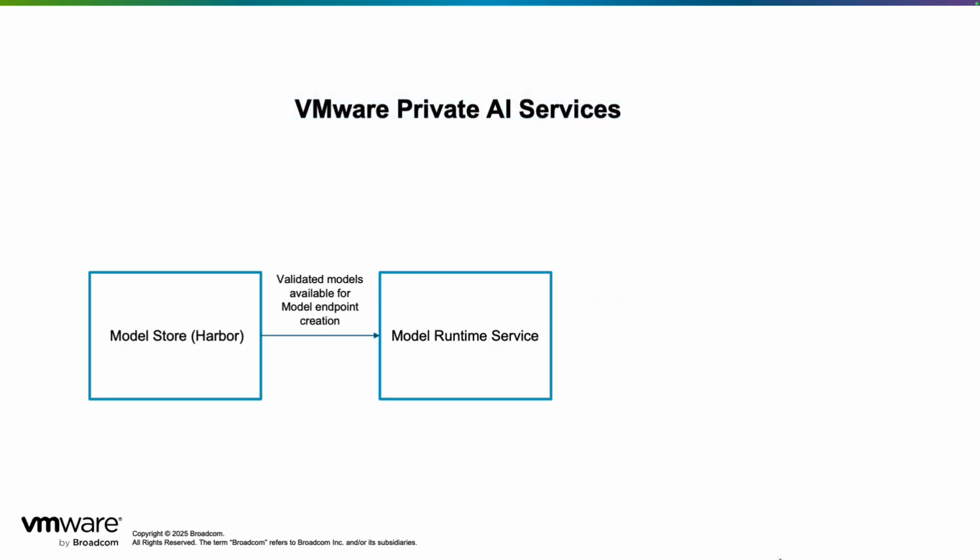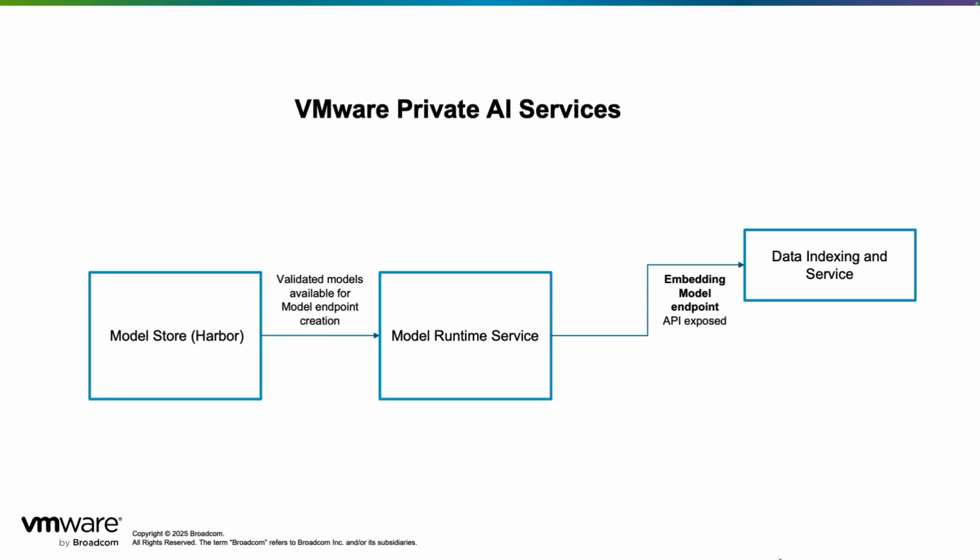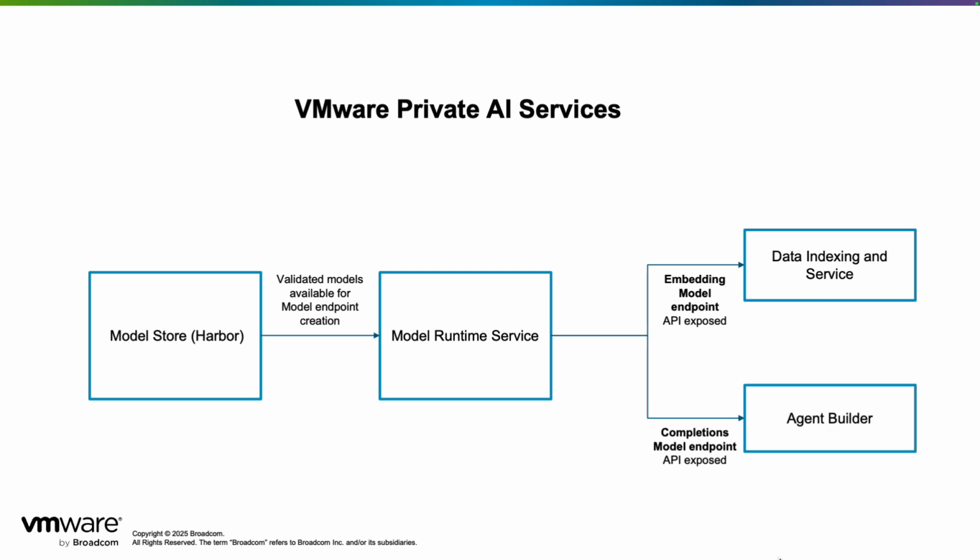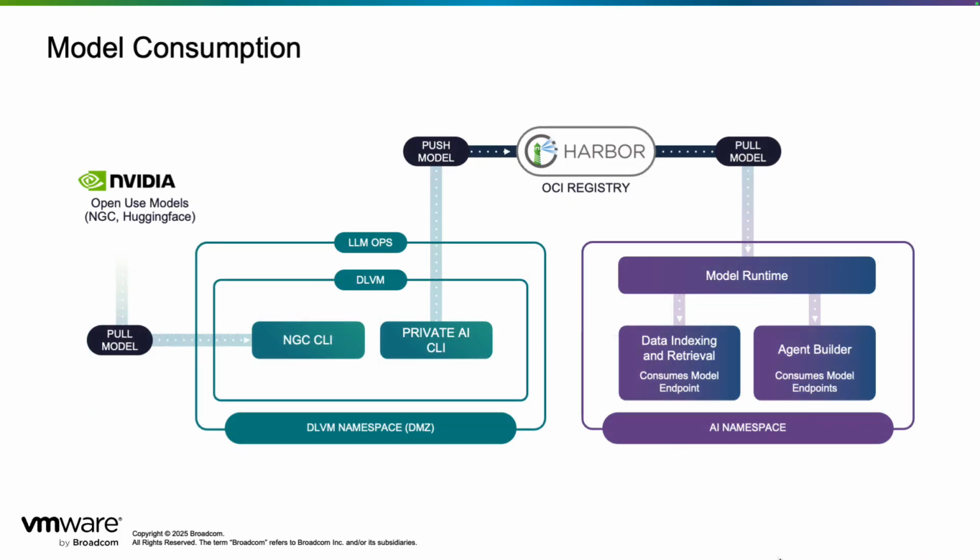So let's look at these in the sequence then. The model store is the master directory of any validated models, any tested models. The model runtime is where I create my model in running form from an entry in the model store. And so I'm given an endpoint when I do that that people can use to access the model. I create another endpoint for my embedding model that's used in data indexing. My completions model and my embedding model are used by the agent builder to create an application. So that's the big picture of all of these services that we saw just now.